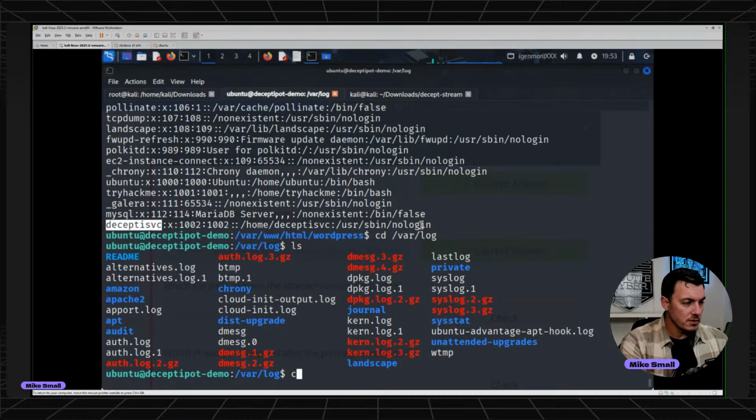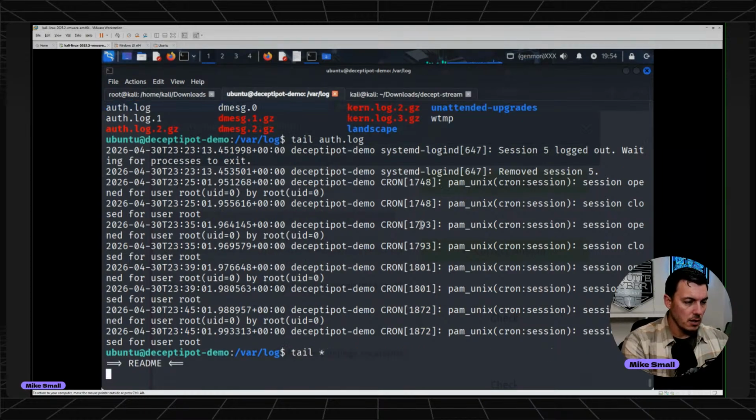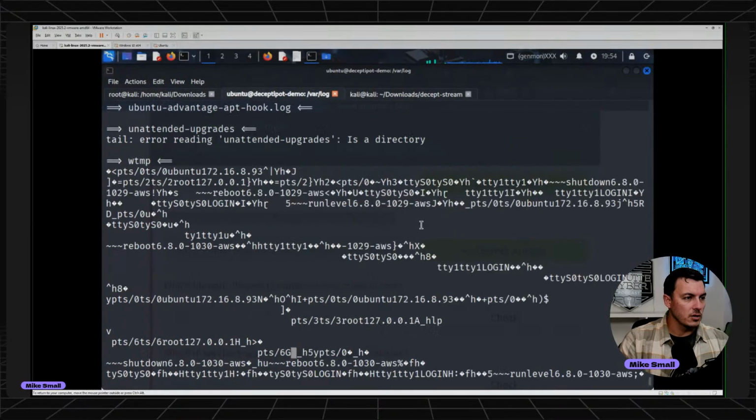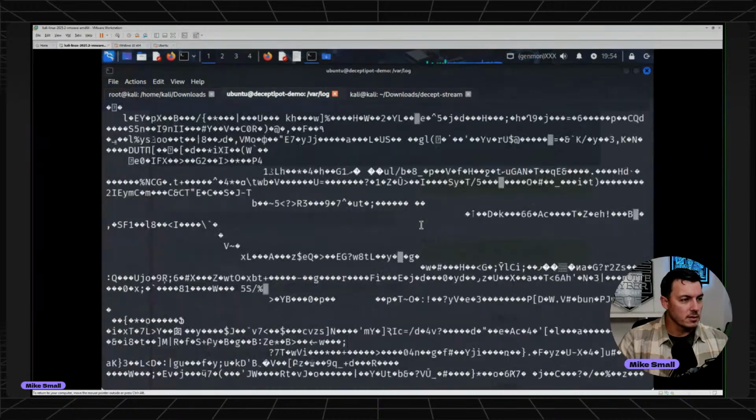So for instance, if we did tail of auth.log, we can look and see that there's different cron jobs in here. That's interesting, right? And really, if you don't know what you're looking for, you can just do tail star. Maybe it'll give us tail of all the files. And you can look in here for whatever. That may actually have made a mess.